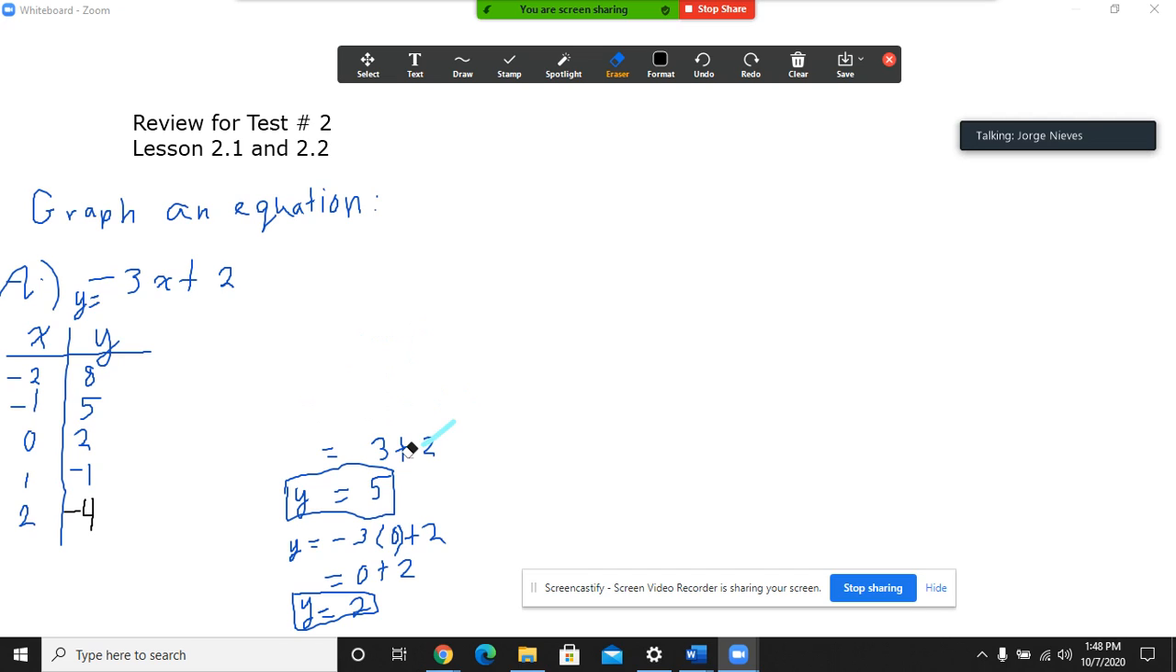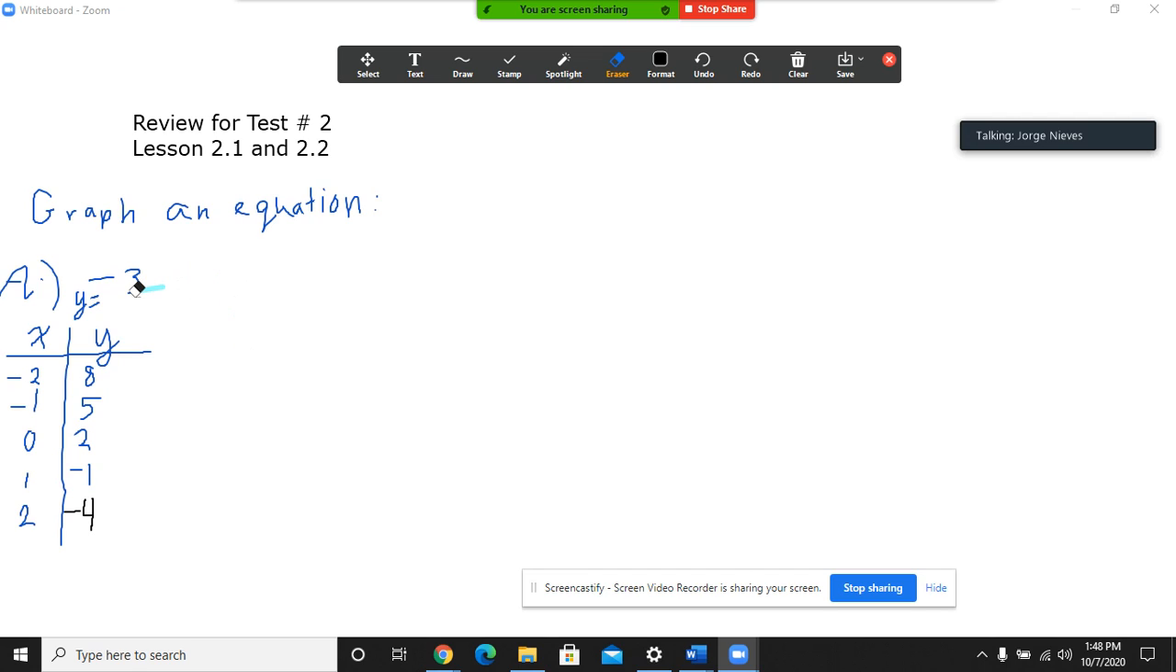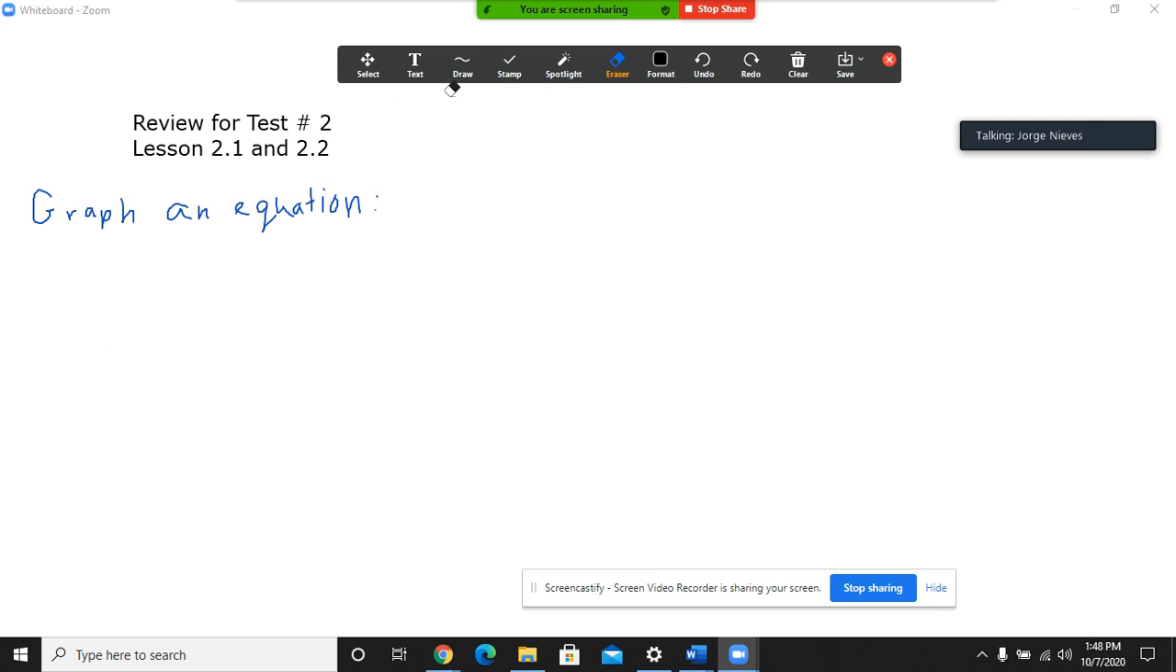Eh, se ve mejor si usted lo hace así, pero como usted prefiera. Pero eso te ayuda, ¿verdad? A identificar los puntos. Por eso es que lo hago así, ¿ok? Esa es la única razón por que lo hago así, ¿ok? But it doesn't make a difference, ¿ok? Okay, let's see one more. We got this one right now, ¿ok?